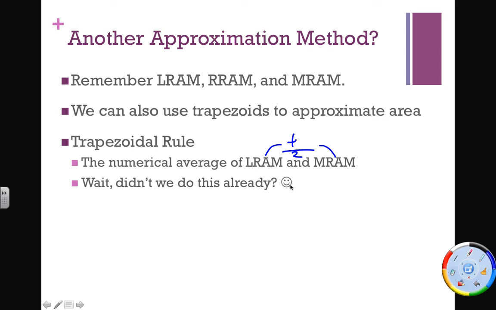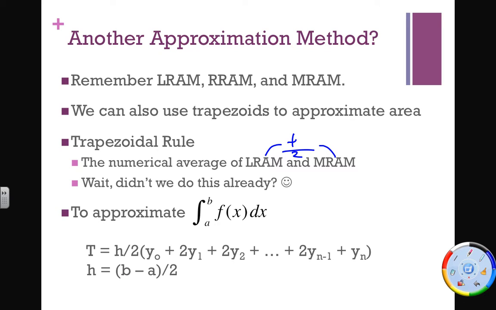Rather than doing LRAM and RRAM, we're going to use trapezoids. And there's a very, I'm going to say simple, but it's not going to look simple, formula in order to do this. And I'm going to show you this here, but then I'm going to show you on the next page where this comes from. All right, so if we want to approximate the integral of this function from a to b, we could say, okay, T being trapezoid area, the area is going to be approximately equal to h over 2 times y sub 0 plus 2y sub 1 plus 2y sub 2 plus and so on, all the way out to y sub n.